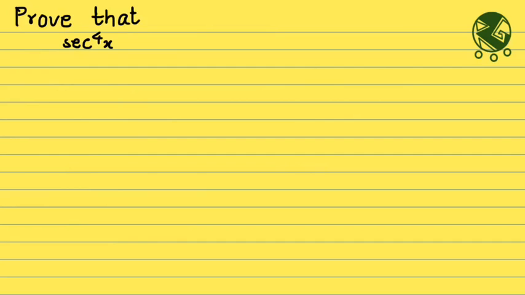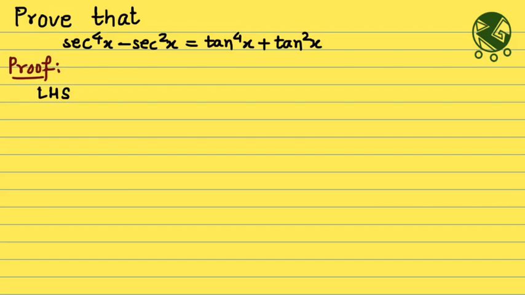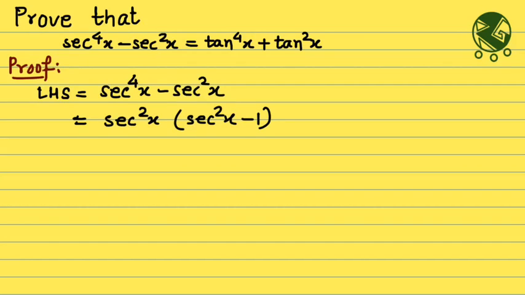Now next problem, prove that sec to the power 4x minus sec square x is equal to tan to the power 4x plus tan square x. Okay, so let's solve this. So the proof, LHS is sec to the power 4x minus sec square x. So what generally should come to our mind, let's take out sec square x common. So I take sec square x common, so we have sec square x minus 1.